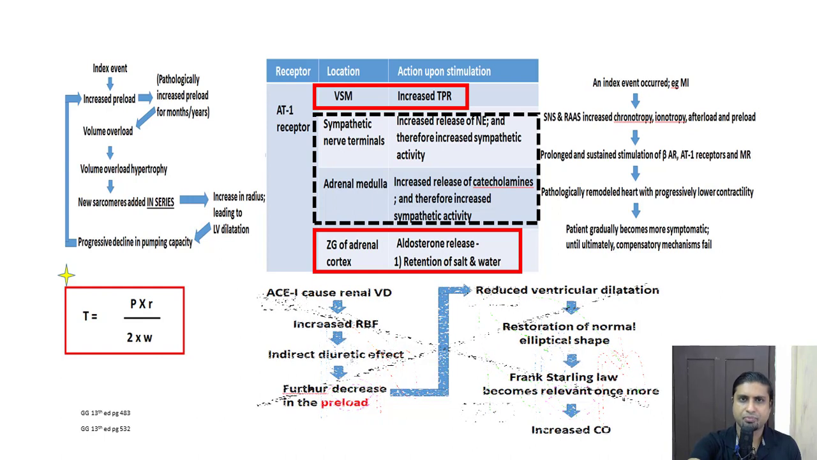when we give an ACE inhibitor, it causes vasodilatation, and this causes renal vasodilatation as well. Renal blood flow increases, diuresis occurs, so you can call an ACE inhibitor an indirectly acting diuretic. This would further decrease the preload, and as we discussed earlier, the tendency for the left ventricle to dilate is reduced. It tends to return to its normal elliptical shape on a cut section, of course, and this would make it return to the Frank-Starling's ambit, and thereby the cardiac output increases more.